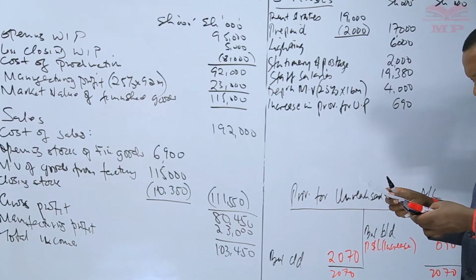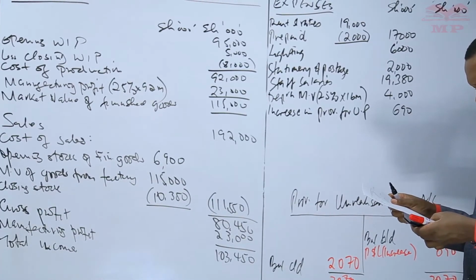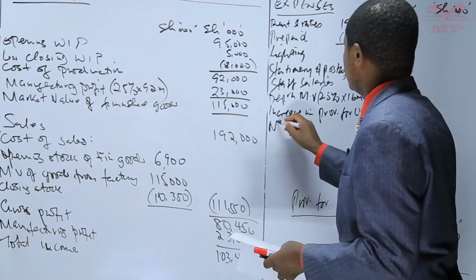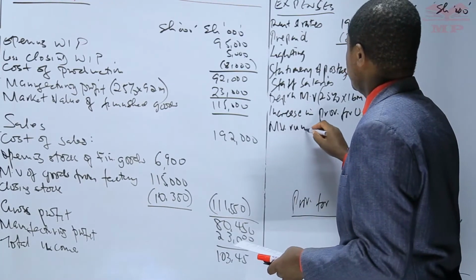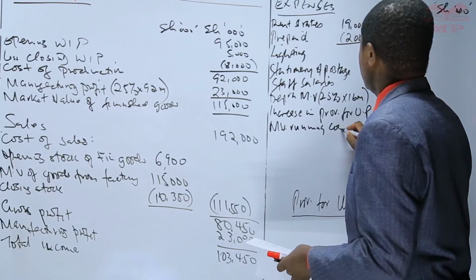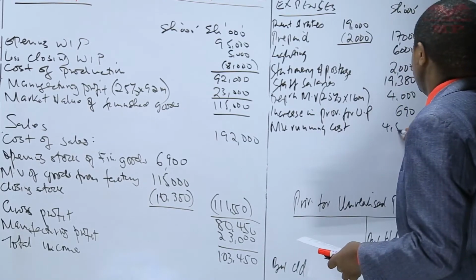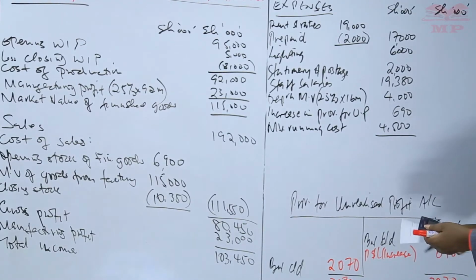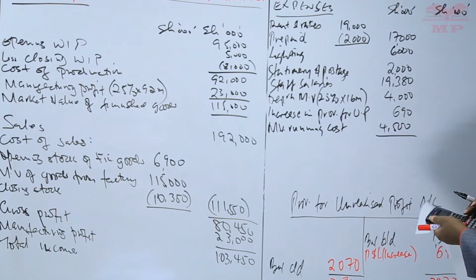So another expense here, learners, is the motor vehicle running cost of 4,500,000. So we'll add all these expenses to get the total expenditure.